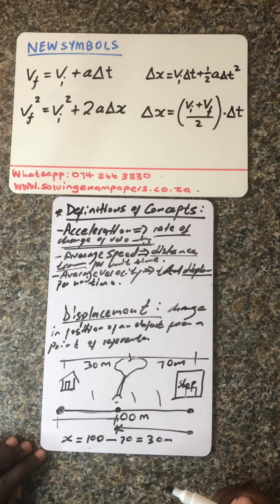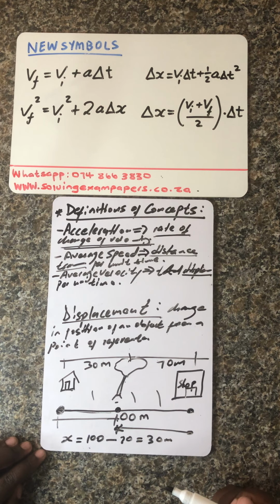Another way of distinguishing the two is to say distance is a scalar quantity, whereas displacement is a vector quantity. A scalar quantity is a quantity that has a value or a magnitude only. A vector quantity, ladies and gentlemen, is a quantity that has a value or a magnitude and direction.